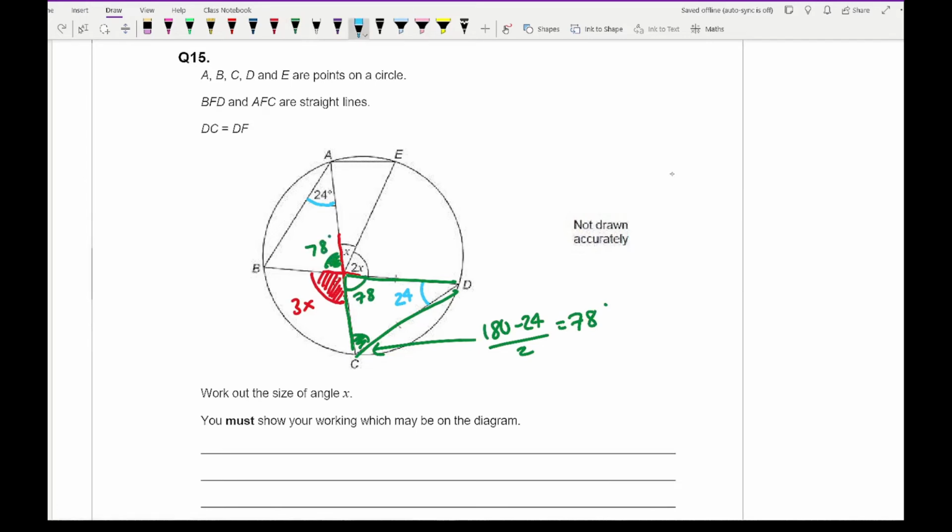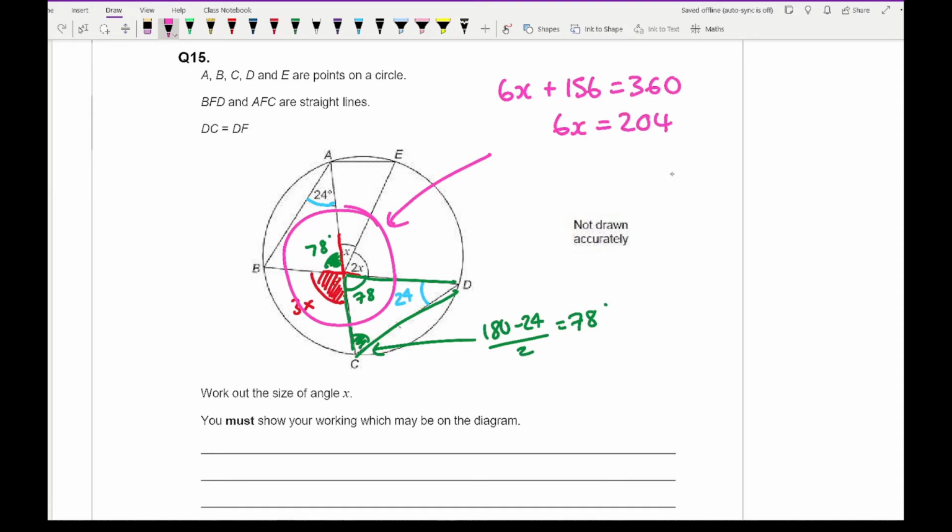So then to work out x, if I take all of this, let me just put a massive circle around it, then all of those angles added up need to equal 360. So what I've got is 3x plus 3x, which is 6x, plus 2 lots of 78, which is 156. And that should equal 360. So going on to solve this equation, I get 6x equals 204. So x then equals 34 degrees. And there is my final answer.